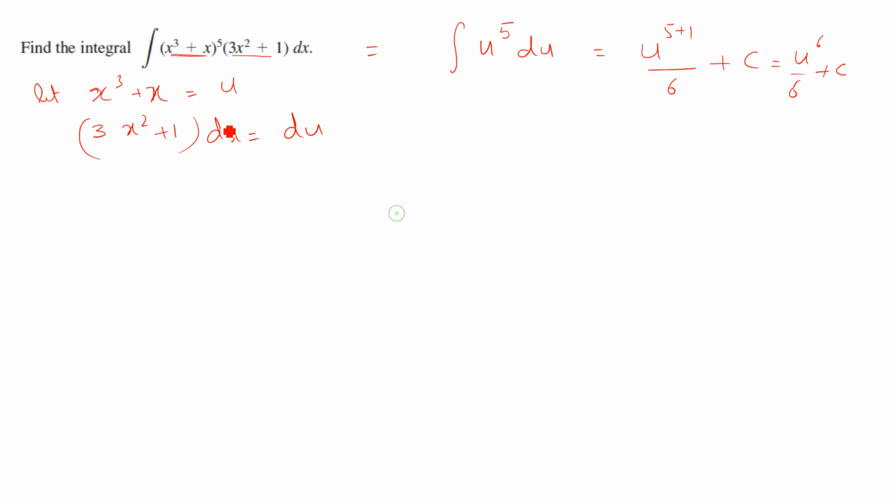But we need an answer in terms of x. This is because of indefinite integrals. In the case of definite integrals, the procedure is a bit different. We'll learn that in the next section. So by backward substitution, u is equal to x cube plus x. So we have (x cube plus x) to the power 6 divided by 6 plus c. So this is the answer.